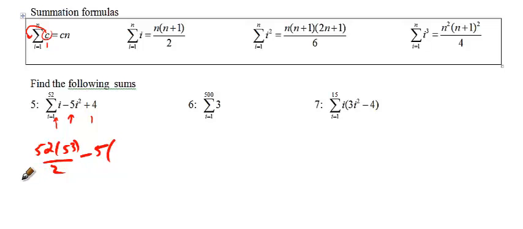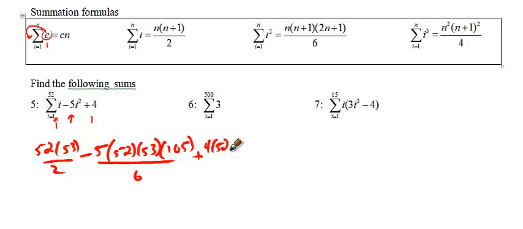Minus 5 times the i squared, which would be 52 times 53, and then the last one's a little bit trickier. 52 times 2 plus 1, so 104 plus 1, 105, divided by 6. And then plus 4 is a constant, so c times n, 4 times 52.